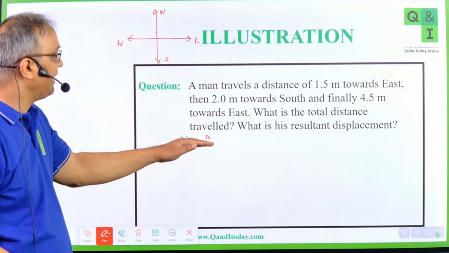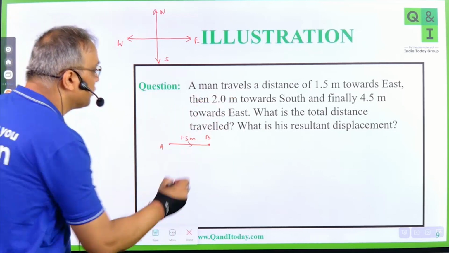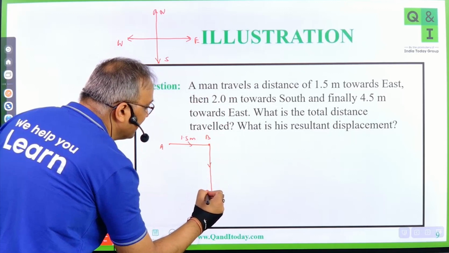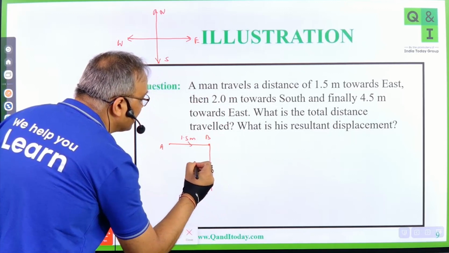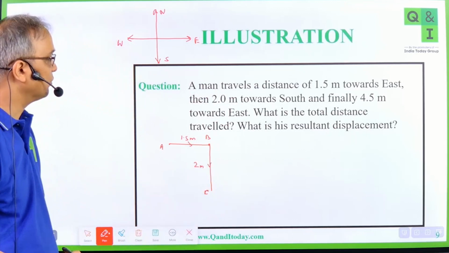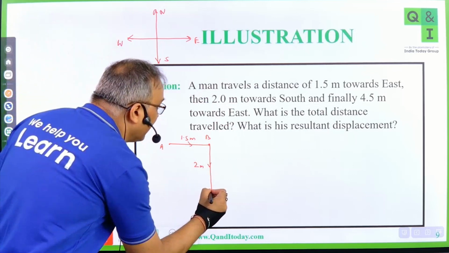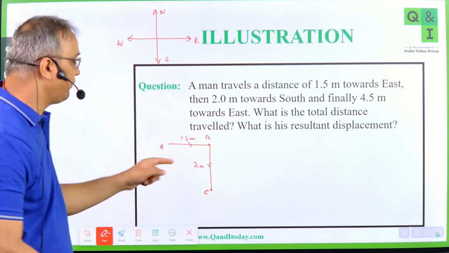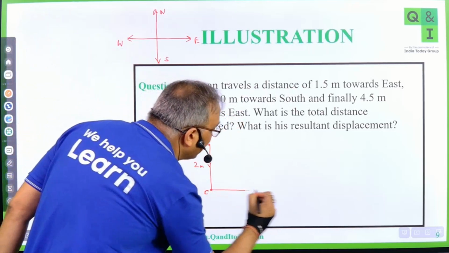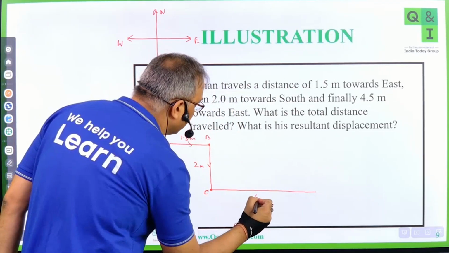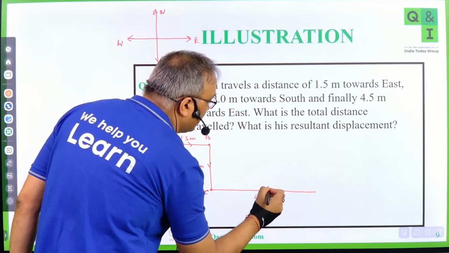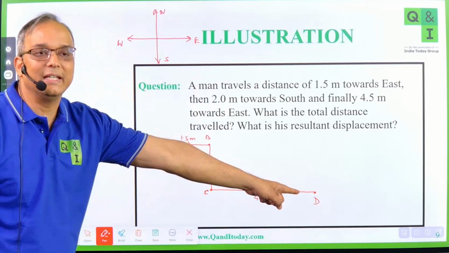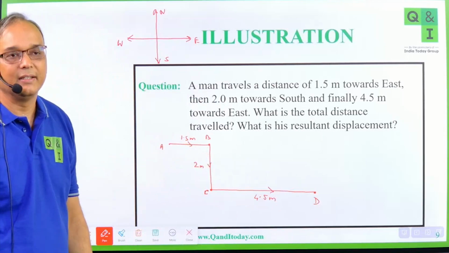So 1.5 meter towards east, then 2 meter towards south. So let's say he has come down to this point C, and the distance traveled is 2 meter here towards south. Okay. Now, finally 4.5 meter towards east. So finally he again turns and goes 4.5 meter towards east, and he reaches the point D. So this is your final position D. Initial position was A.